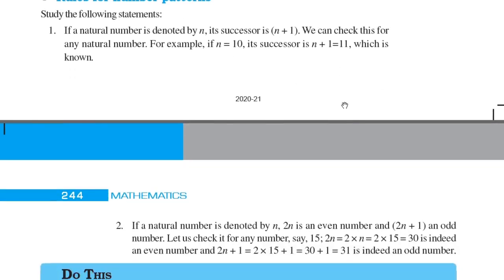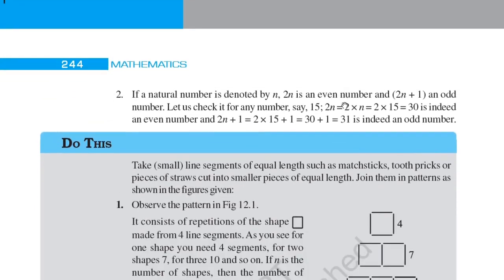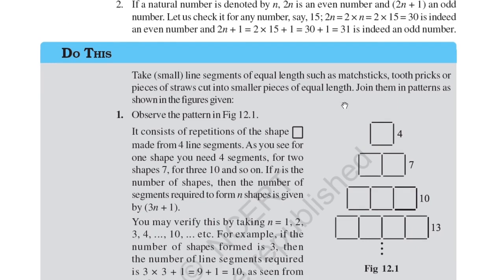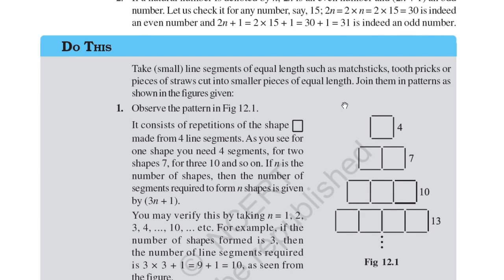Second, if a natural number is denoted by n, 2n is an even number and 2n plus 1 is an odd number. Let us check it for any number. Say 15: 2n is equal to 2 into n, that is 2 into 15, which is equal to 30. Indeed, an even number. And 2n plus 1 will become 2 into 15 plus 1, which is equal to 31. So it is indeed an odd number. So you can do this.